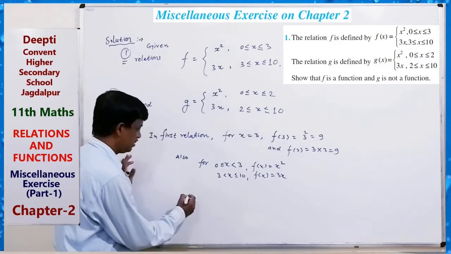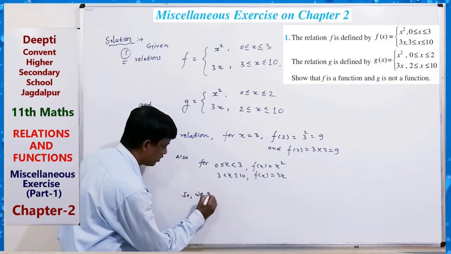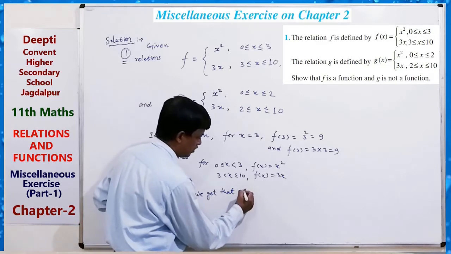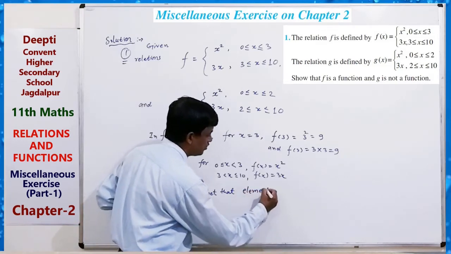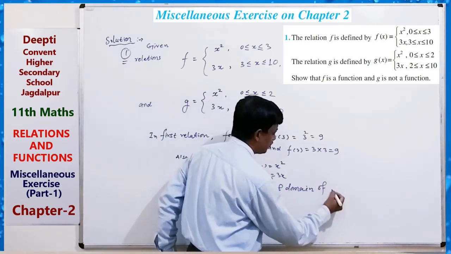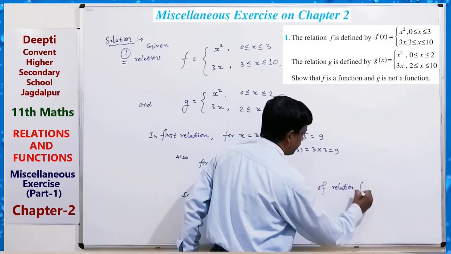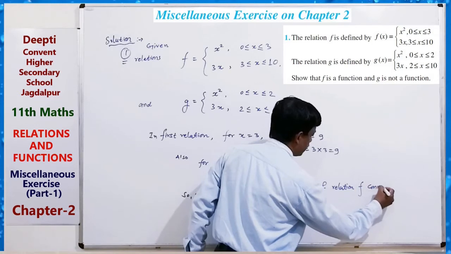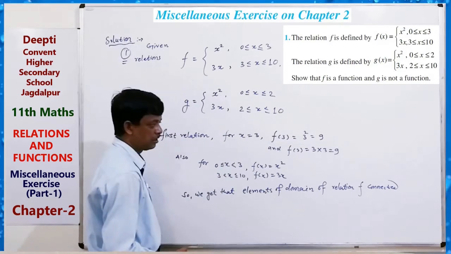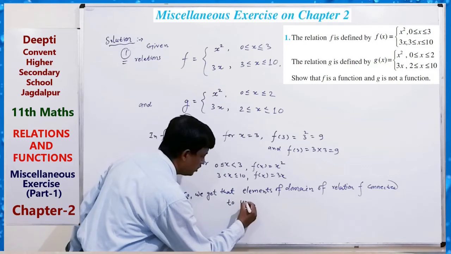That is, so we get that elements of the domain of relation f are connected to a unique element.